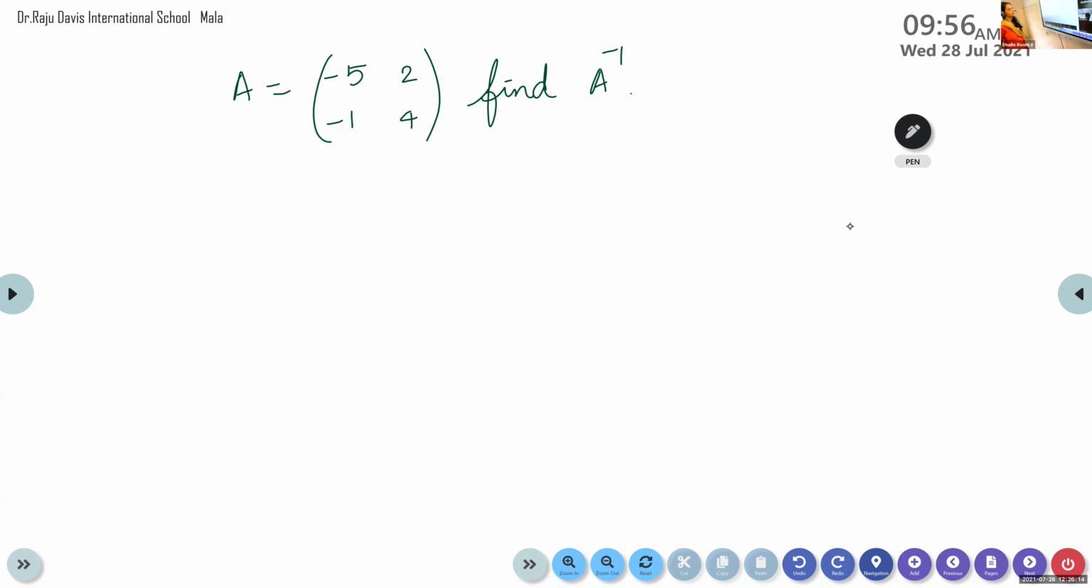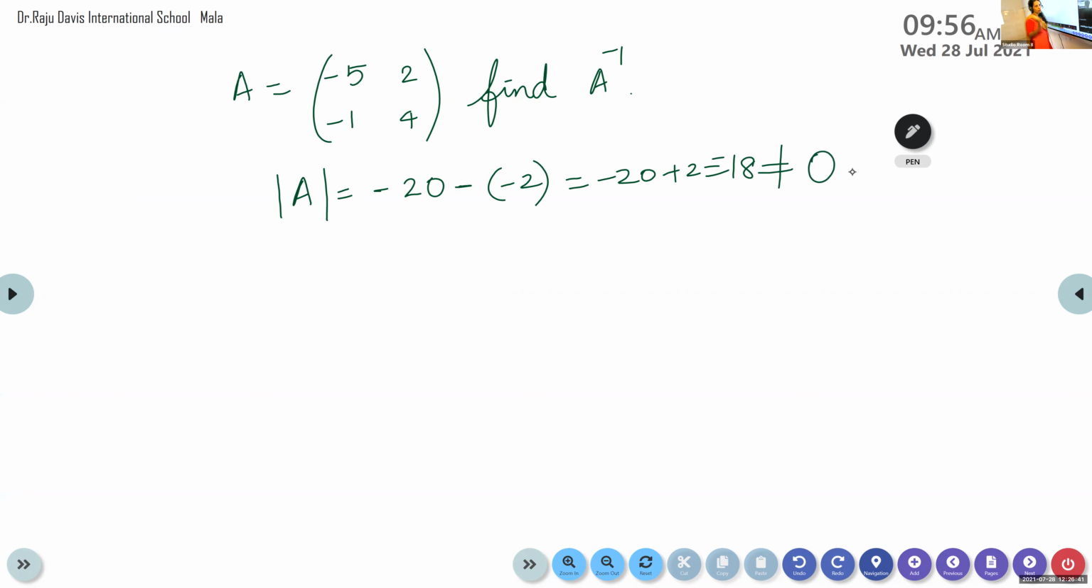How will you do this? First thing is you have to find determinant A. If determinant A is 0, we can stop there itself, saying that inverse does not exist. So, find determinant A. We get minus 20 minus of minus 2, so it is minus 20 plus 2, which is negative 18, not equal to 0. Determinant not equal to 0 means non-singular, so inverse exists.